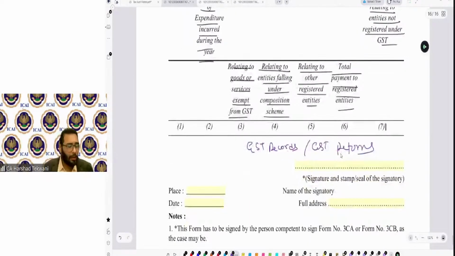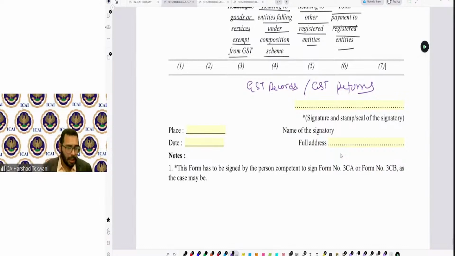And that was the last clause of Form 3CD. In the end, you have name, full address, place, and date. You need to provide FRN, membership number, plus UDIN. So that was Form 3CD.